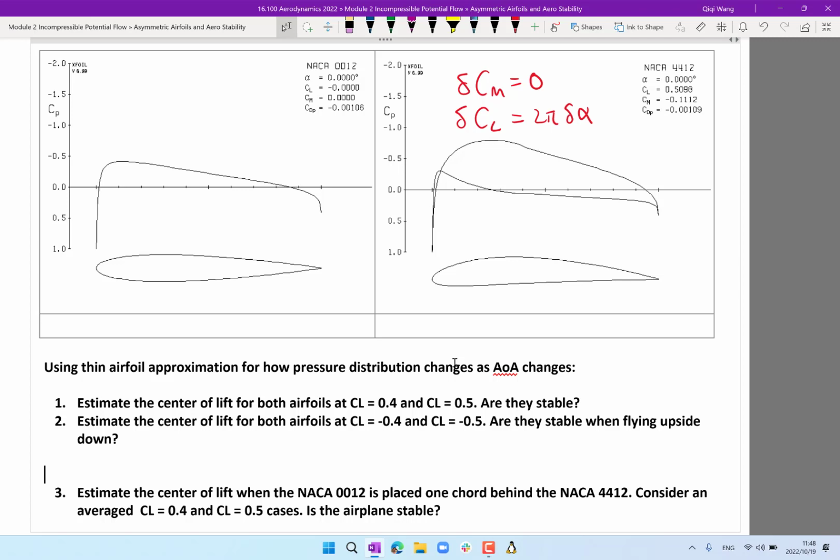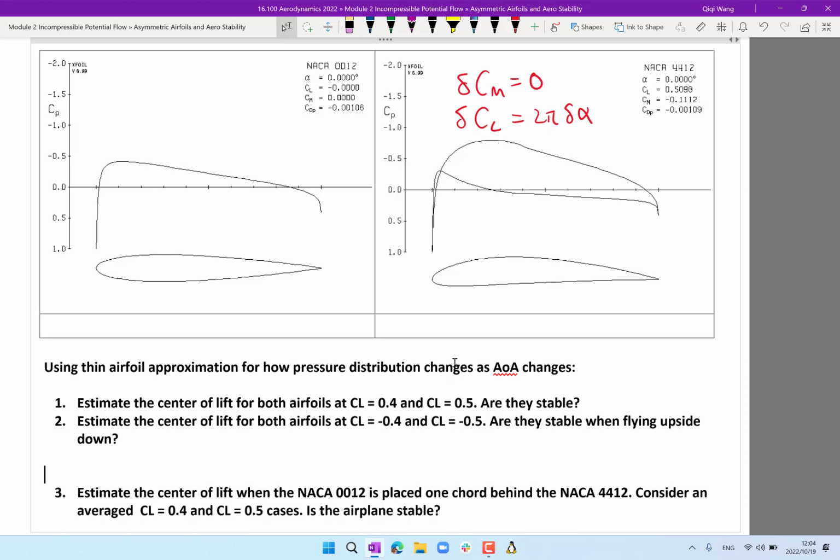Because the two wings are the same size, you can either think about this as the horizontal stabilizer and this as the main wing, or you can think about this as the canard and this as the main wing. Either way is fine. Maybe let me do the third question over here, because I see a lot of difficulties among all the groups. It makes sense for me to just go through the whole process.